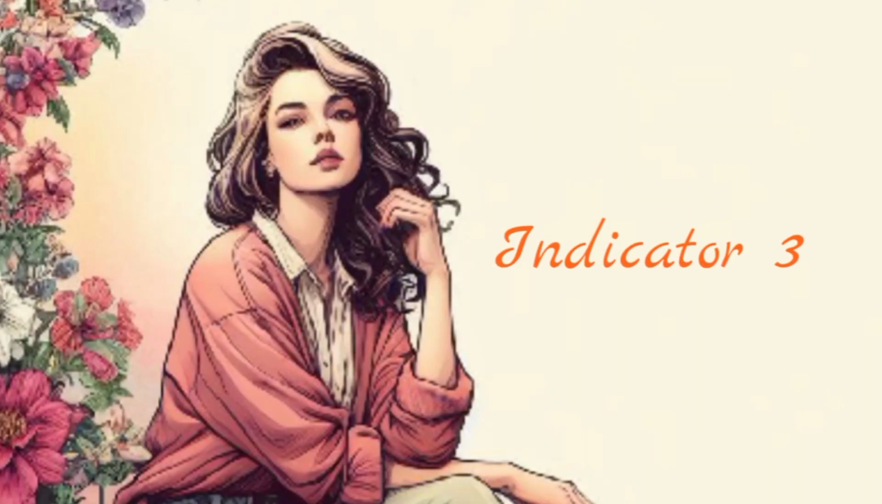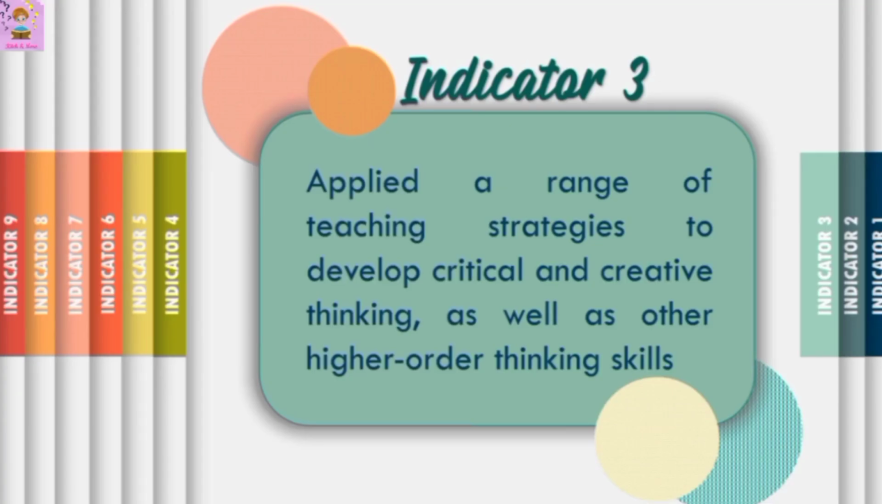Now let's tackle Indicator 3. Applied a range of teaching strategies to develop critical and creative thinking, as well as other higher order thinking skills. This indicator ensures that the teacher provides a broad range of questions and activities, including those of higher order that challenge learners to analyze their thinking to promote deeper understanding. Let learners compare and contrast ideas. They synthesize or summarize information within or across disciplines.